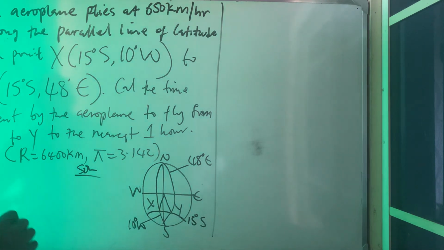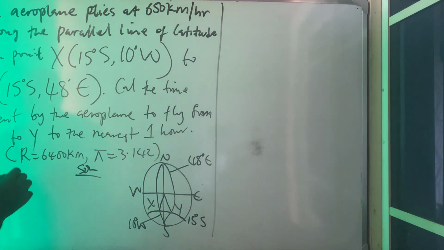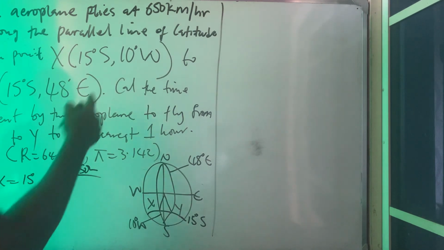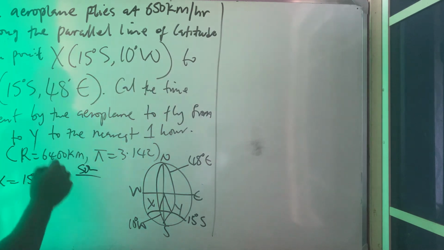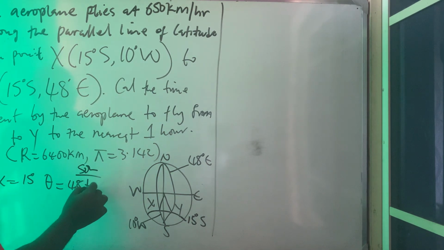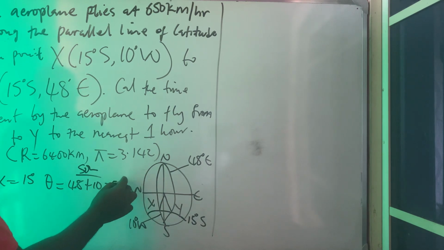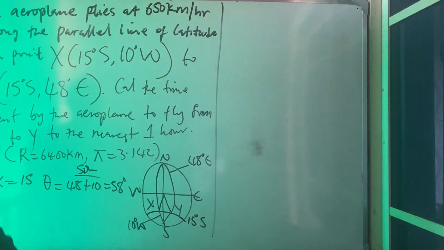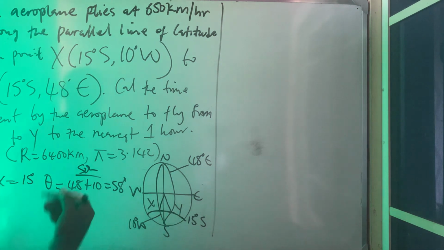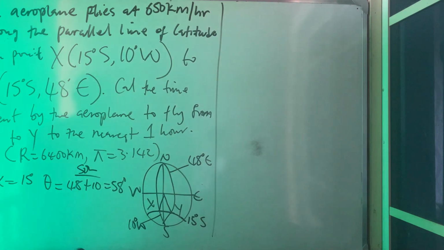I told you that your alpha is gotten from the common one. These two are common, so my alpha is 15 degrees. Then my theta is gotten from the other one, and they are not on the same side, so I must add. 48 plus 10 is 58 degrees. Now the distance between them is on the line of latitude, because they have a common latitude.